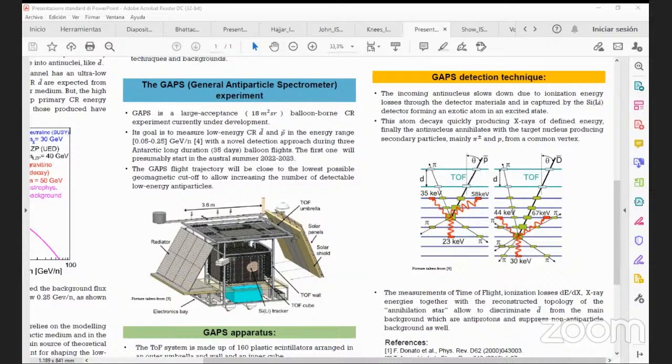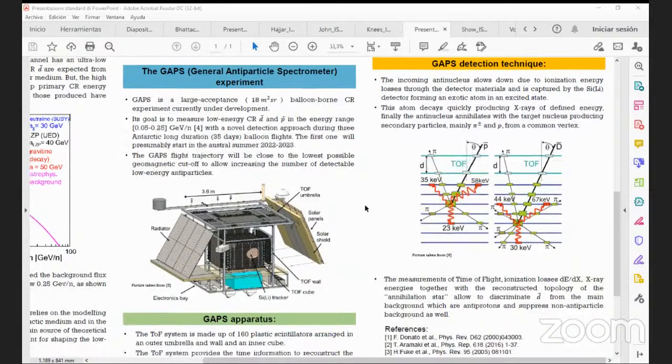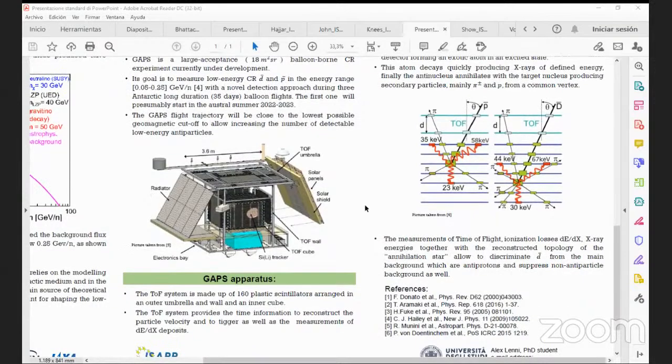With the measurements of the time of flight, the ionization energy losses in the sensitive materials of the apparatus, the measurement of the precise energy of the X-rays, together with the reconstruction of the topology of the annihilation star inside the tracker, it will be possible to discriminate antideuterons from the main background of antiprotons, and also to suppress all the non-antiparticle background.